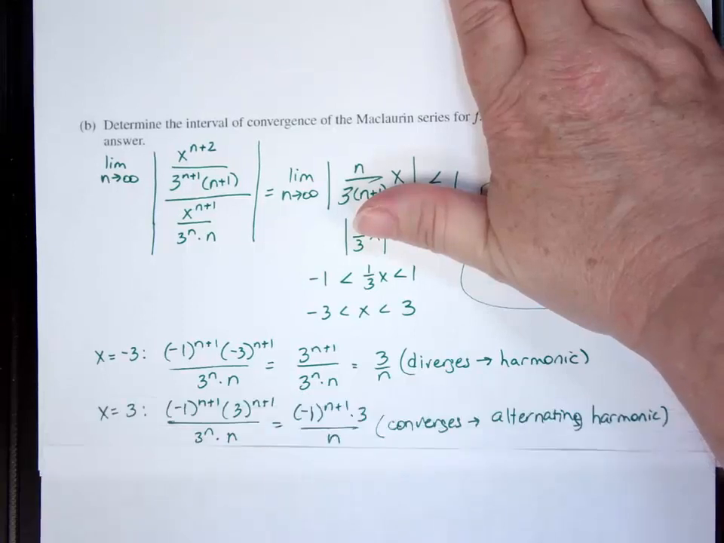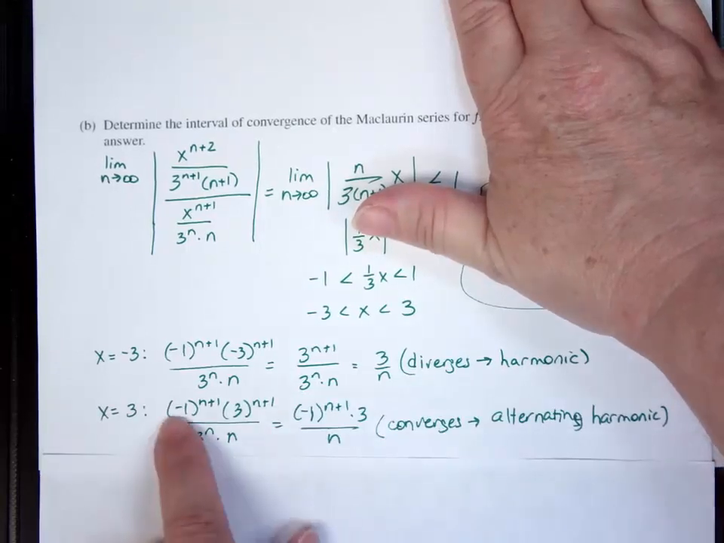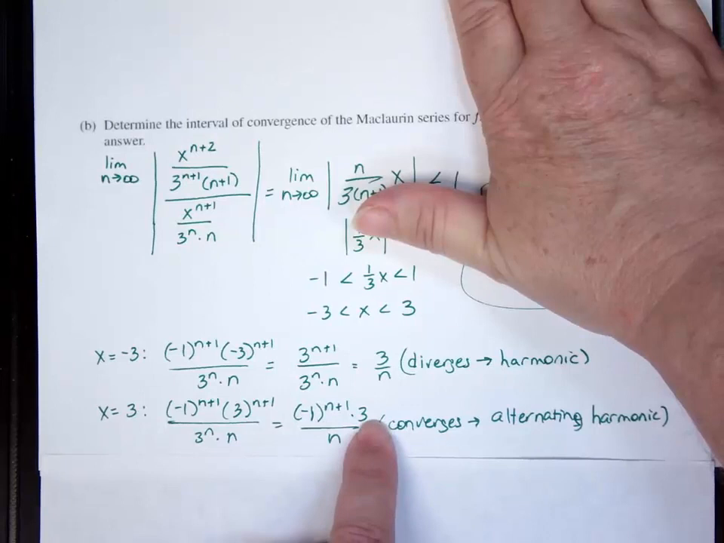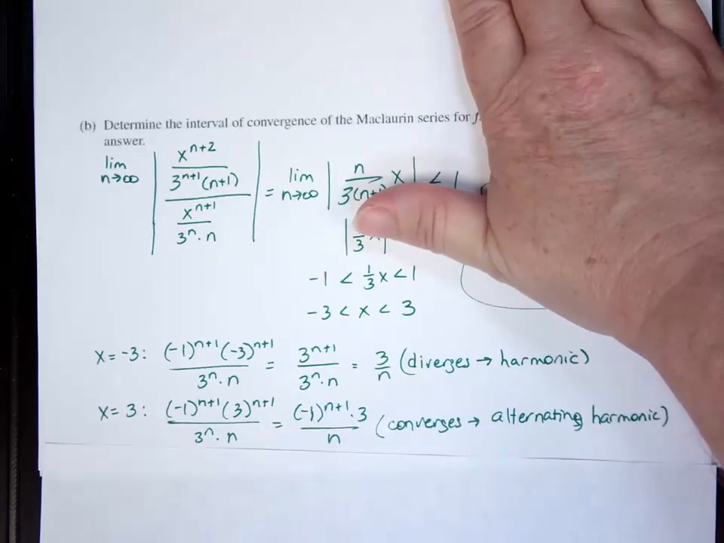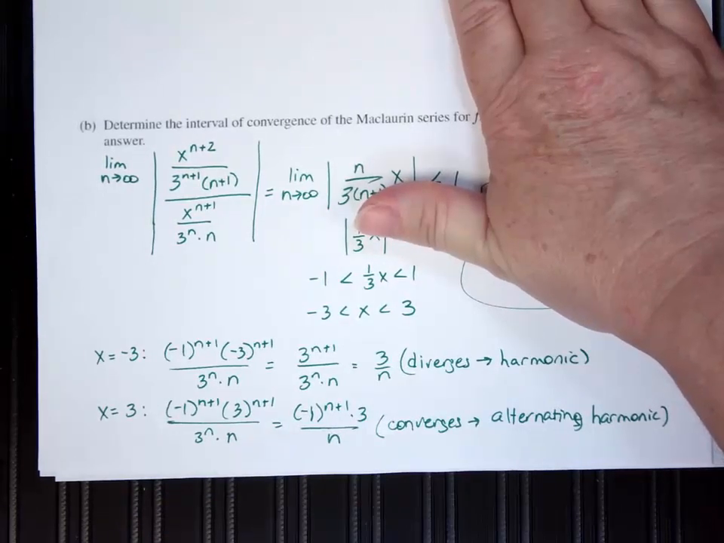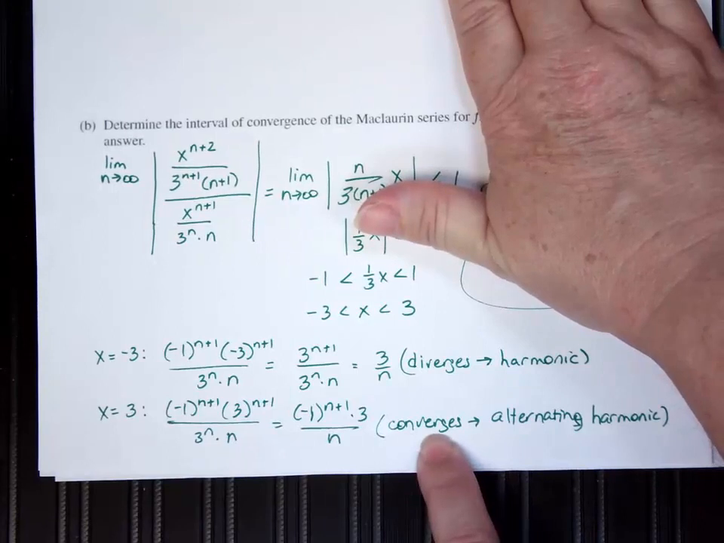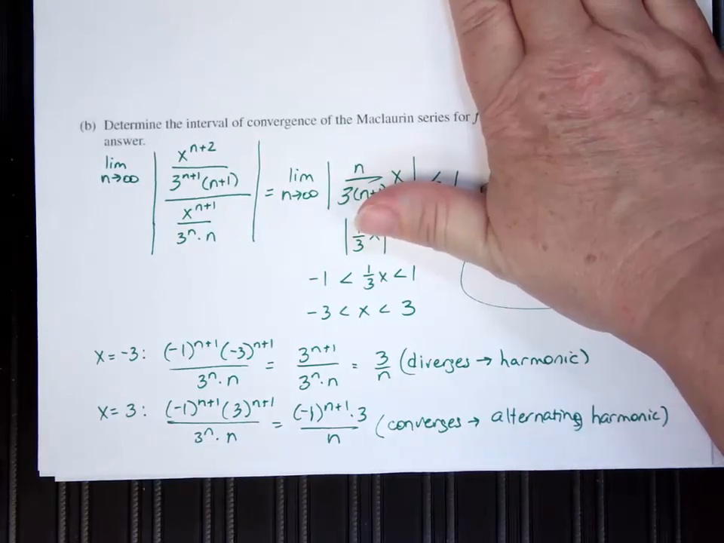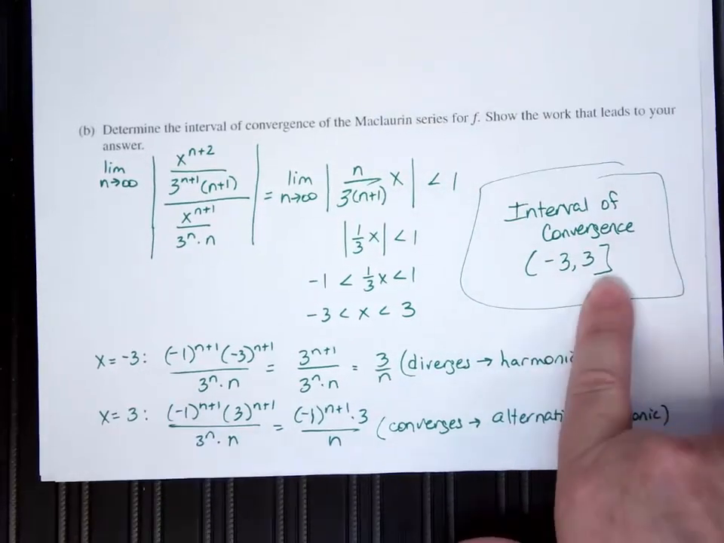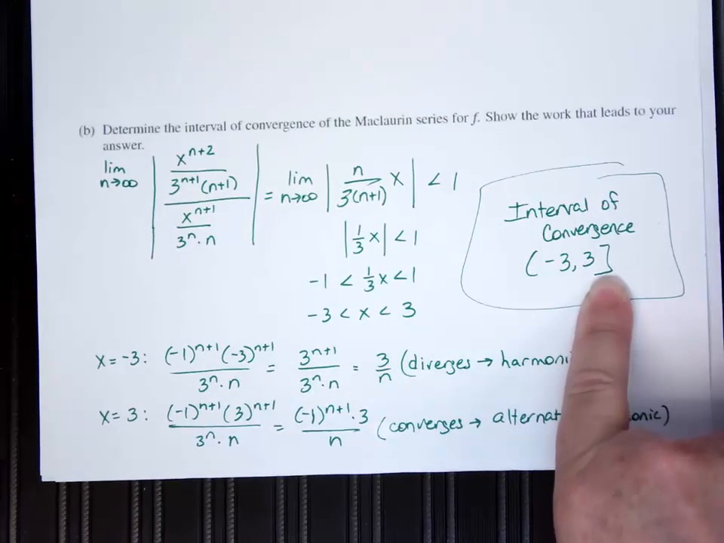+3, on the other hand, is a little bit different. The -1 to the n plus 1, 3 to the n plus 1, I could combine them, but I don't want to because I want the 3's to cancel. So I leave this alone. That's going to be a single 3 over n. So I now have an alternating harmonic series, which with multiple times of doing these problems, we discovered converges. This is a conditional convergence. It's an alternating harmonic series. So that means -3 gets the parenthesis, +3 gets the bracket as far as the interval of convergence is concerned, because of the way that they converge and diverge.